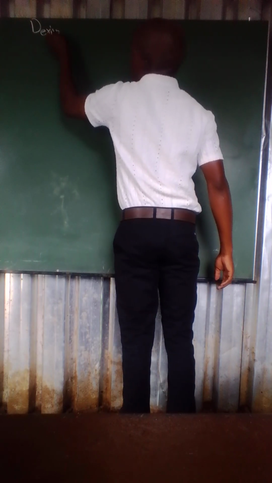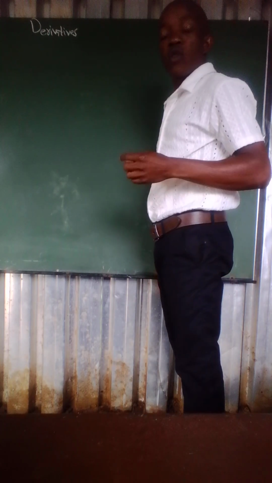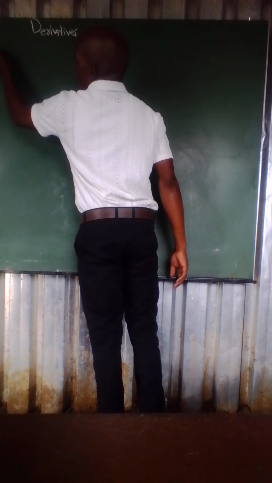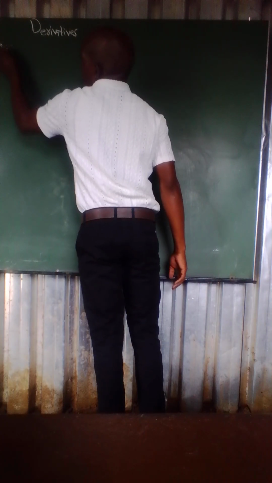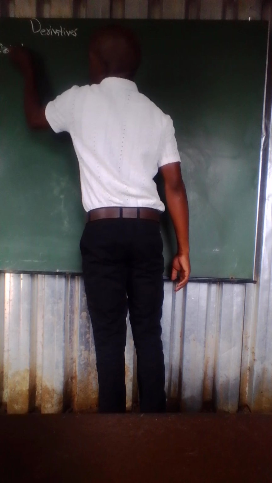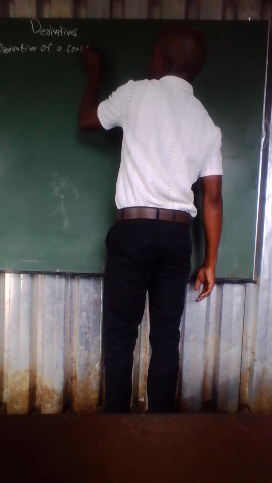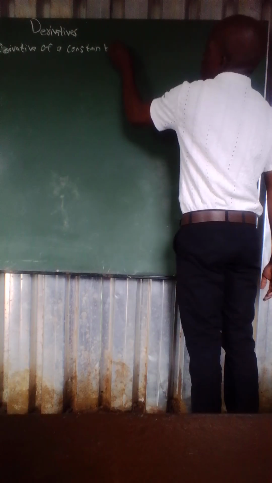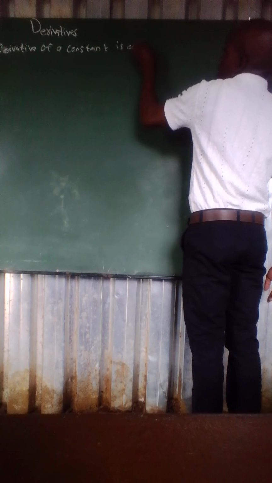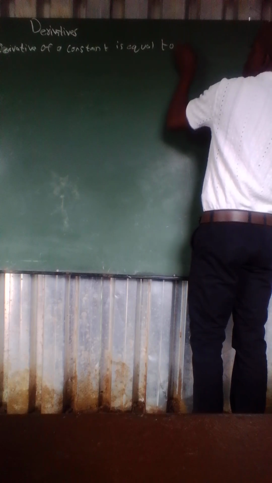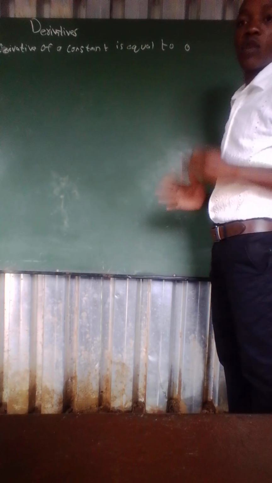On today's lesson, we are going to focus on derivatives. If you are repeating grade 12, or if you have started grade 12 just now, just know that we say the derivative of a constant is equal to 0. The derivative of a constant is equal to 0.